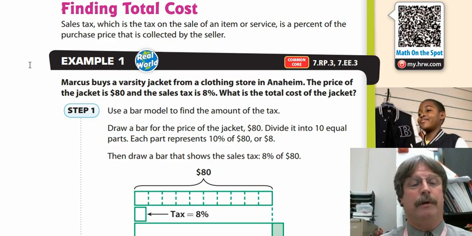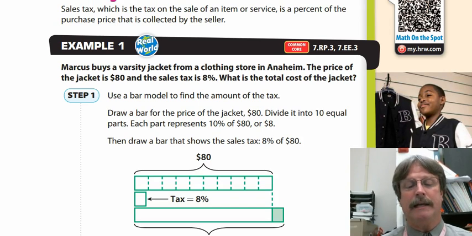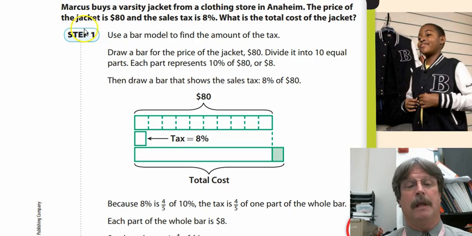So they have an example here. Marcus buys a varsity jacket from a clothing store in Anaheim. The price of the jacket is $80 and the sales tax is 8%. What's the total cost? We can use the bar as an example. Okay, I think what I want to do though is go back to what we learned in 5.1 and 5.2. I think that's going to help you out a little easier.